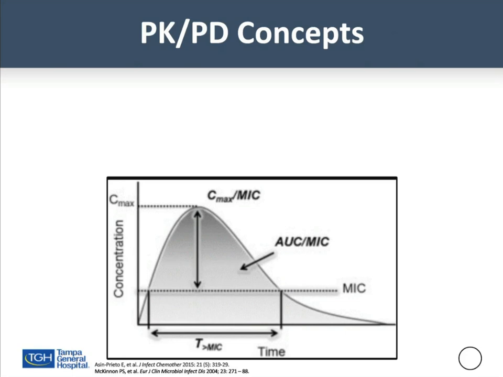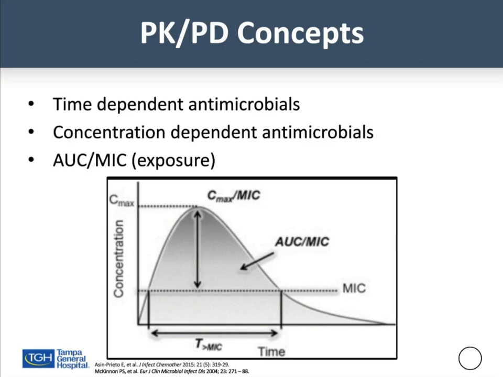So we either have time over MIC, so we want to be dosing these drugs multiple times a day, usually to keep that concentration over the MIC as long as possible. Maybe it's a drug where we want to hit that maximum concentration and optimize that. We don't really care how long it's over the MIC for. Or more drugs are actually being reclassified into exposure, meaning AUC over MIC. Certainly vancomycin is a big one that we think about there based on the new guidelines. So this is what I just said.